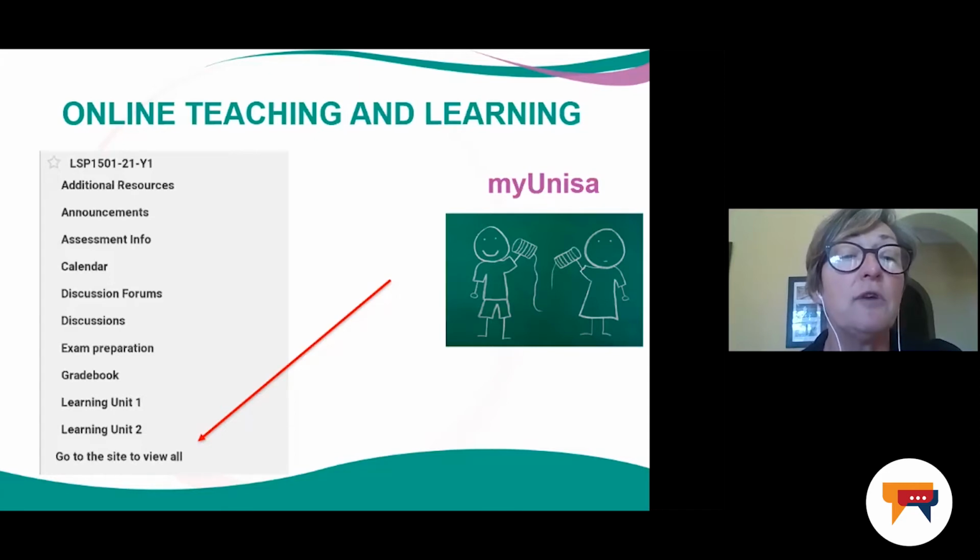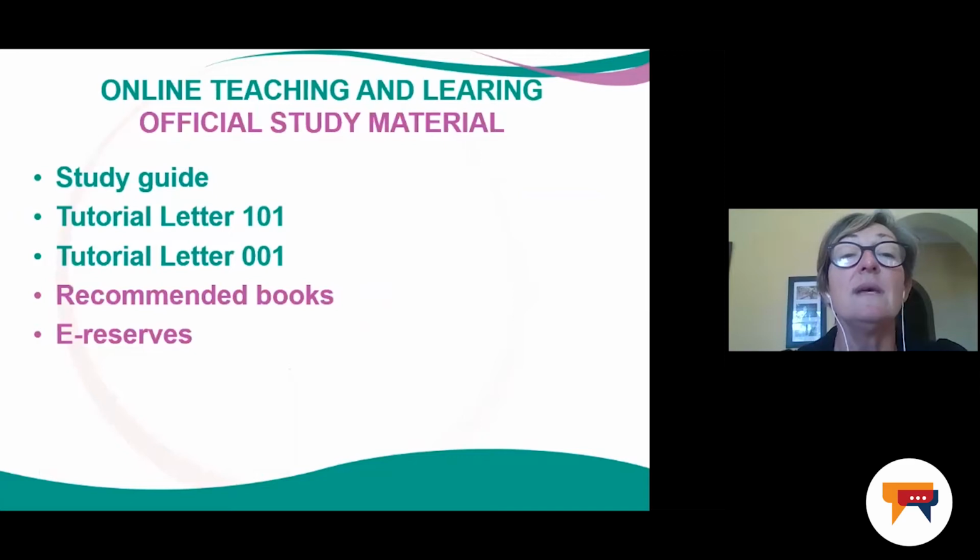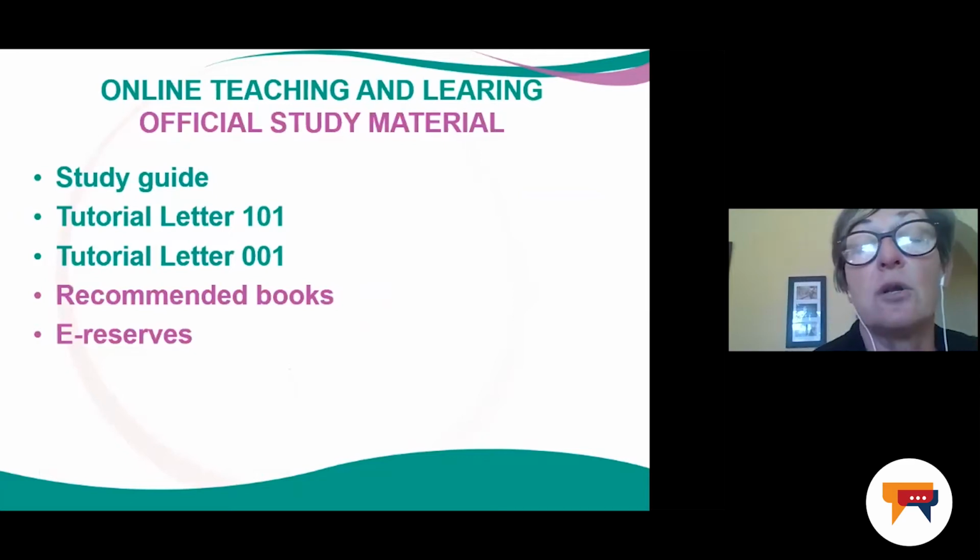So if you ever receive this and there is no official study material tool, it's because you haven't accessed the full menu list. The last option that you will see is go to the site to view all. It means you will have to click on that last option to actually go to the site. If you just see this, you're not on the site. You have to click the last option, go to the site to view all. And then in the next slide, I will show you where you will find online teaching and learning.